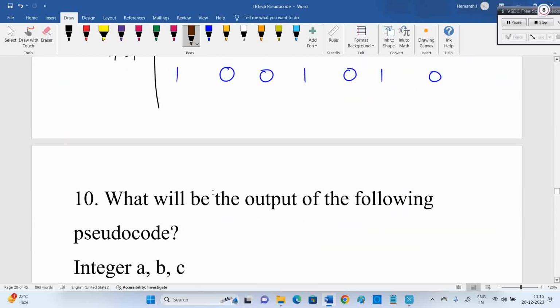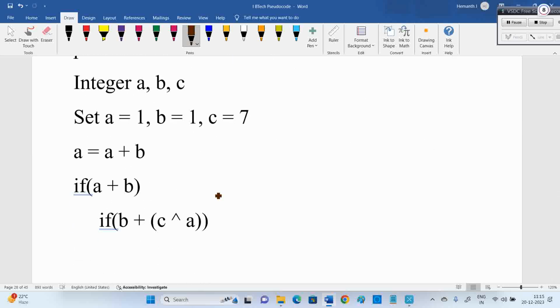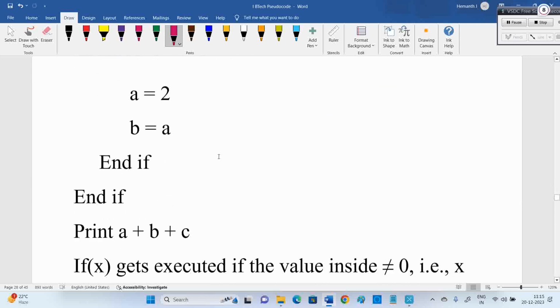I hope you got the clarity on decimal to binary and binary to decimal. Now here A value is 1, B value is 1, C value is 7. Now A is updated to A plus B, which means 2. Now listen, if brackets are mentioned, what does that mean? They clearly explained it below.